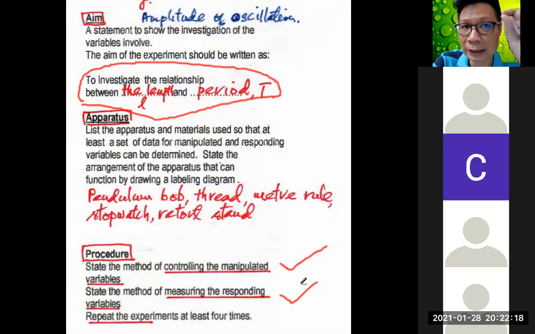Not done yet. Then you must say the period is calculated using the time recorded divided by 10. That is final. So I say the whole thing again. You must say the time taken for 10 complete oscillations is measured using a stopwatch, and the period is calculated using the recorded time divided by 10. Okay, that is how you say. Understand? Jonathan, do you understand?